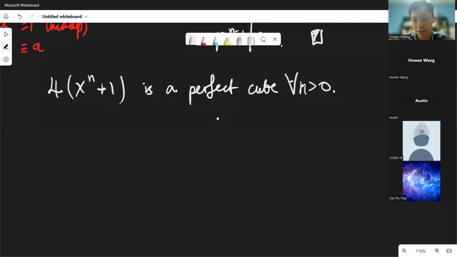Okay, x to the n plus 1 must be even. Yep, that's true, because there's a 4 there and then you want a perfect cube. So whatever x is, x must be odd anyway. Okay, that's a good observation. Any other observations? How can we exploit the fact that it's true for all powers n? So if you put n is 1, n is 2, n is 3, n is 4, they all satisfy.